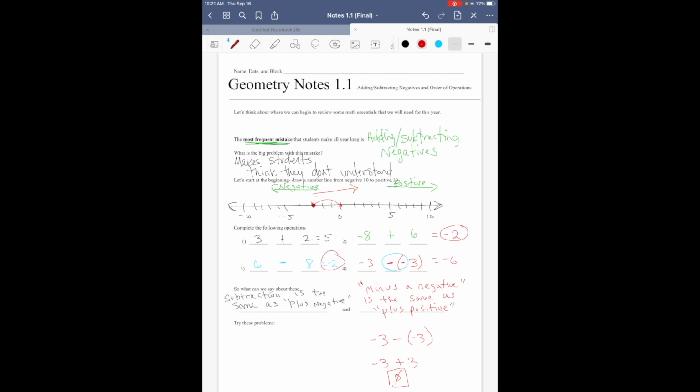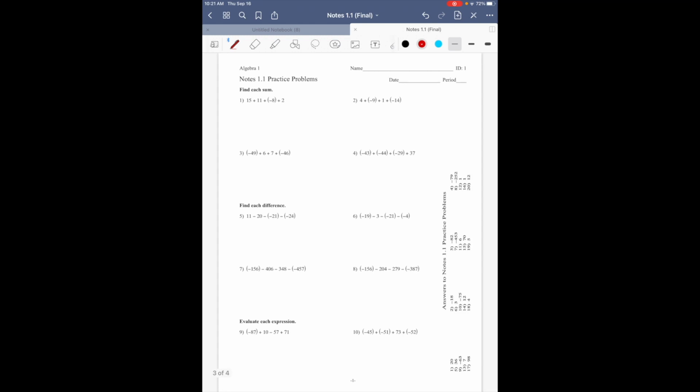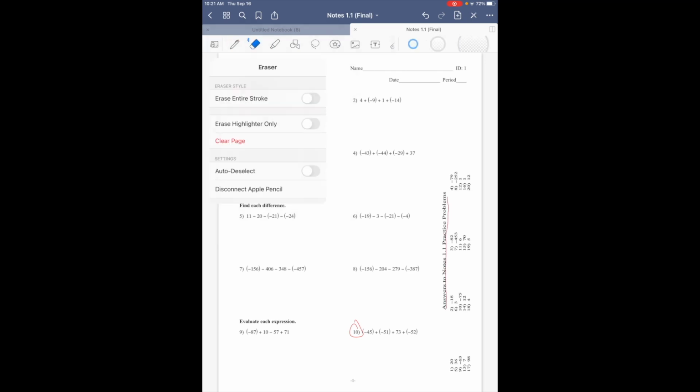So take a minute, and I want you to try these problems. Try the problems 1 through 10. Try all of these. And you can check your answers right here. You should be checking your answers as you go. If you get these wrong, come in and ask a question, and I'll do my best to help you. So take a minute, pause the video, and complete problems 1 through 10.